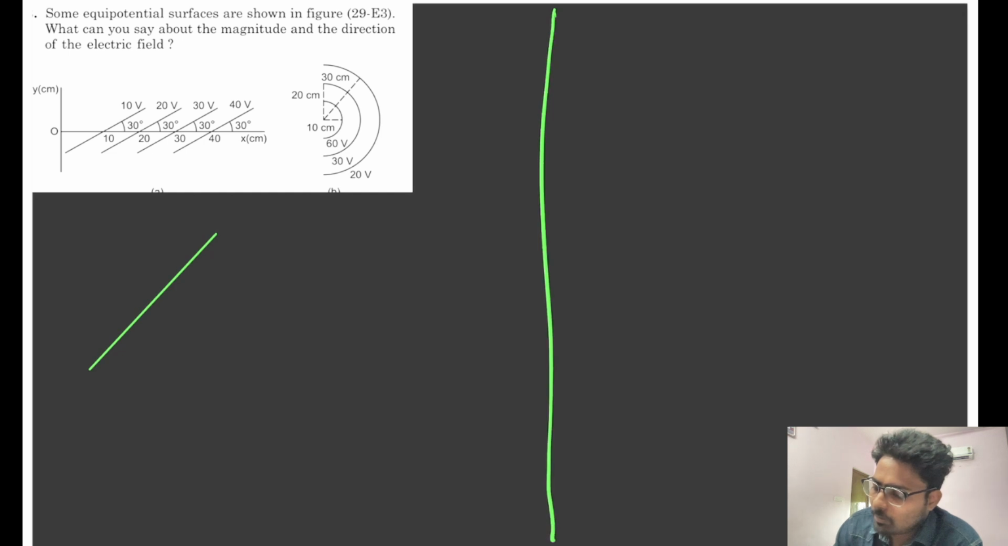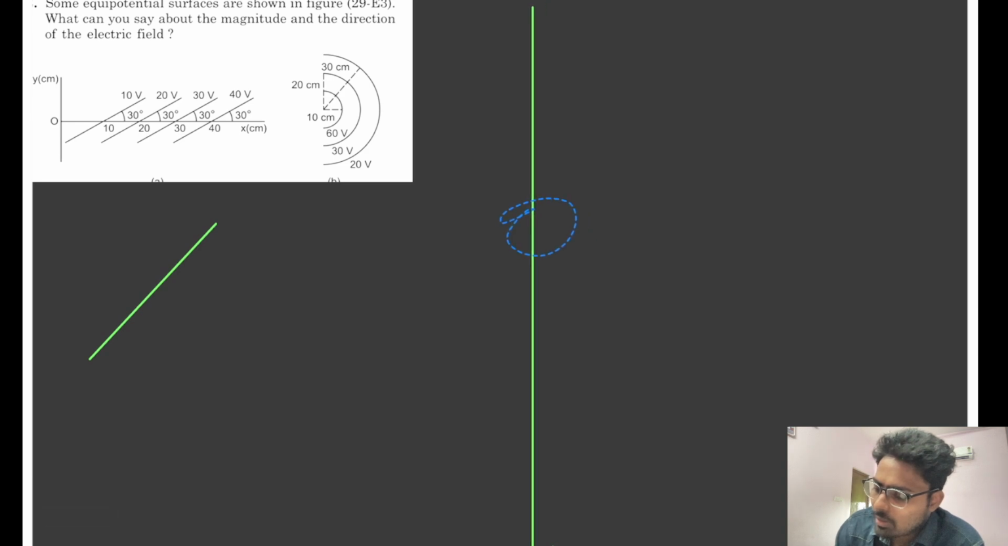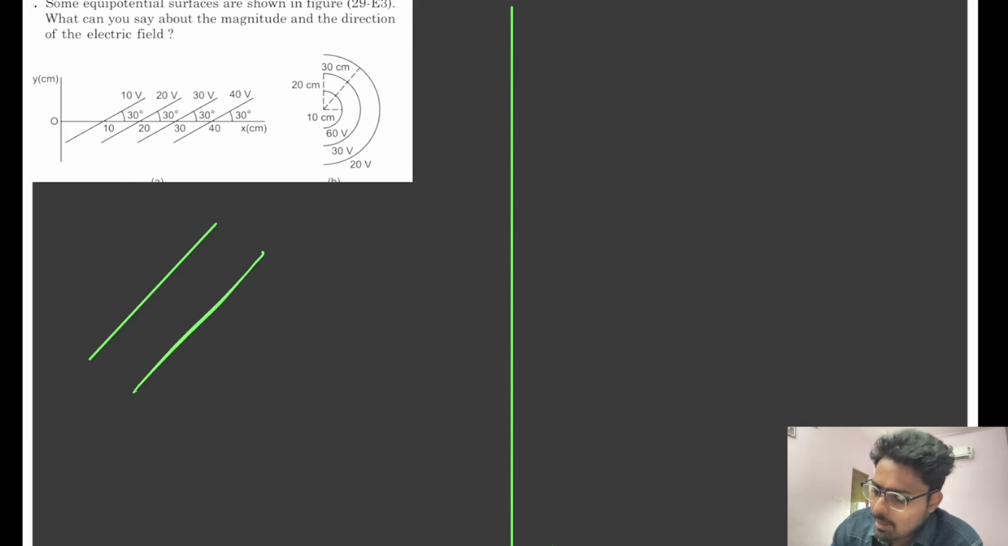When potentials are given like this, you can see that from here to here all the points have the same potential. So when I draw these lines like this, they are parallel, right? You need to understand that the potential throughout this line is the same. As the potential throughout that line is the same, no electric field is going to be there along this direction.